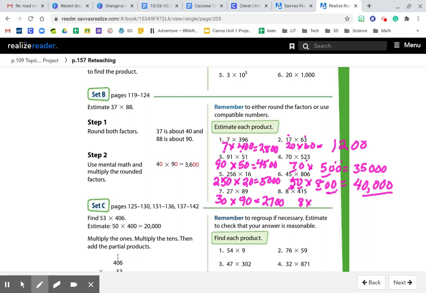And then for 415, I could bring that to 400. So I'm going to bring it down a little bit. And 8 times 4 is 32, and bring my 2 zeros over. Okay, that was set B.